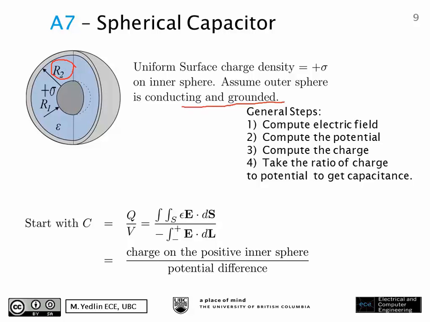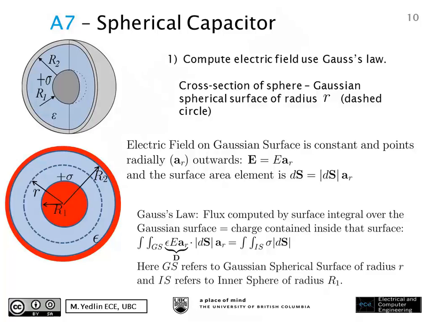General steps as before. Electric field first. Line integrated to compute the potential. Compute the charge and take the ratio. So here it is again. We have the charge on the positive inner sphere and the potential difference between the two spheres. And we never usually have to do an integral here. It's just uniform charge density times the area of that charged surface. In this case, the charged inner sphere of radius R1.